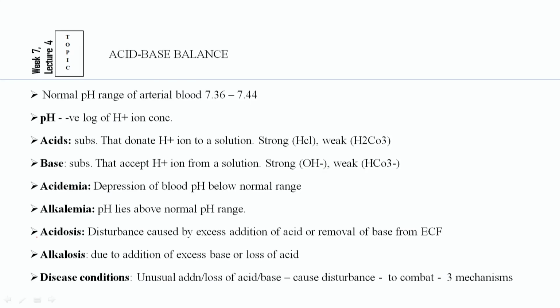As you all know, the normal pH range of the arterial blood is 7.4. How did we get this pH of the normal arterial blood as 7.4? When we say pH, that means it is related to the hydrogen ion. So how will you define pH? First of all, pH is defined as the negative logarithm of hydrogen ion concentration.